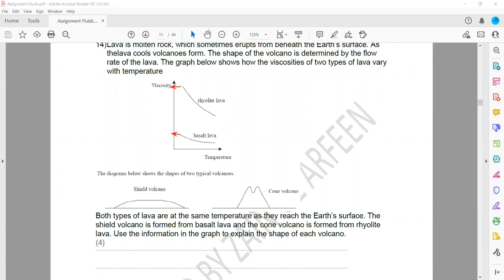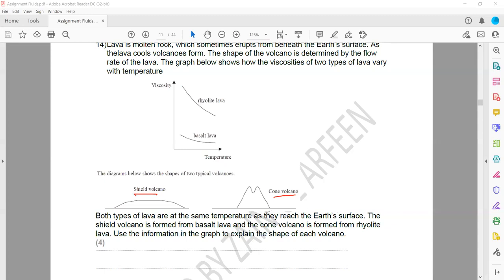So it means basalt lava can flow easily because it's having a lower viscosity, whereas rhyolite lava will flow at a slower rate because it is having higher viscosity. And the change in viscosity with temperature for rhyolite lava is more as compared to that of basalt. There are two types of volcanoes which can be formed by volcanic eruption. One is the shield volcano, another one is the cone volcano. Both types of lava are at the same temperature as they reach the Earth's surface.